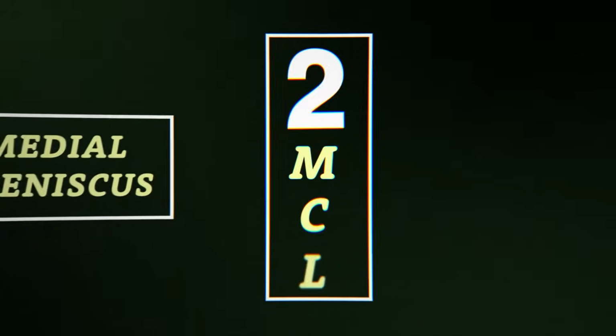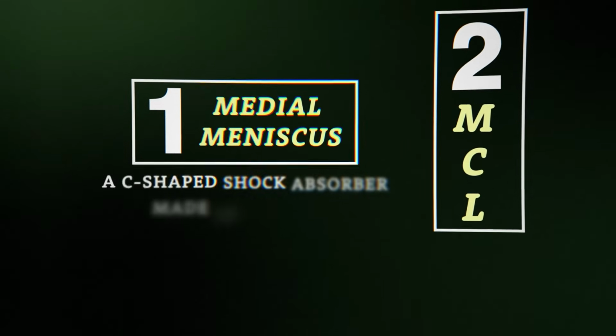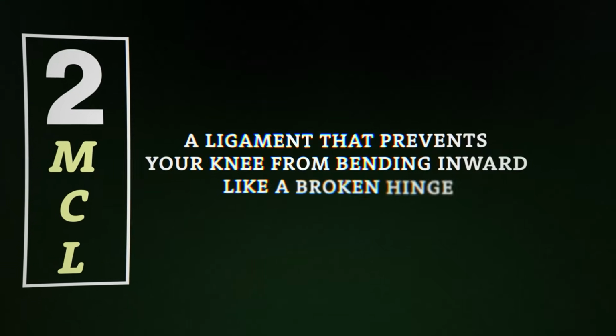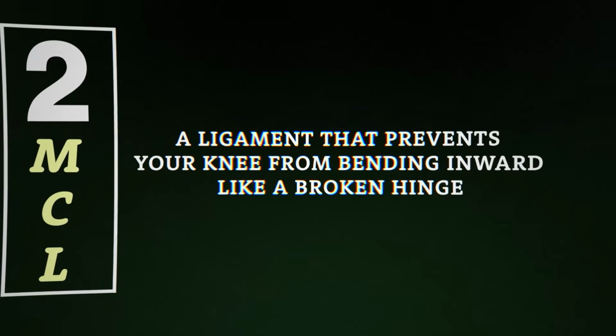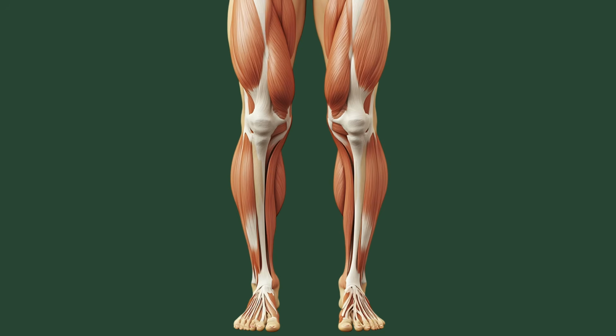Two main structures live here, the medial meniscus and the MCL. Your meniscus is a C-shaped shock absorber made of cartilage. The MCL is a ligament that prevents your knee from bending inward like a broken hinge. When you twist or pivot, you load the inside of your knee with rotational force. If your meniscus is worn or torn, that force irritates it. If your MCL is stretched or strained, same problem.